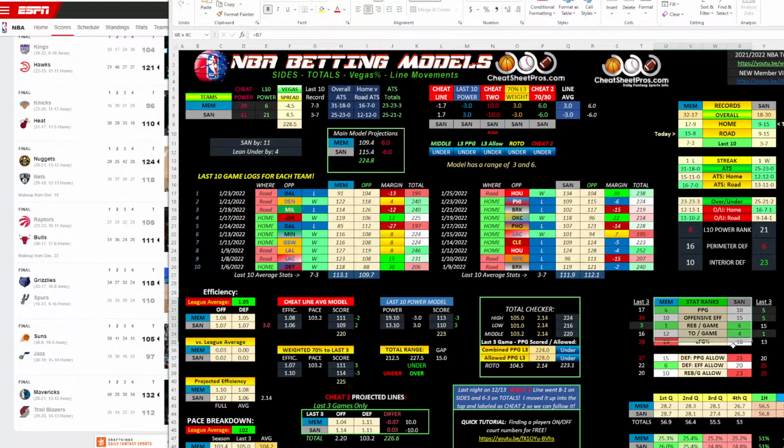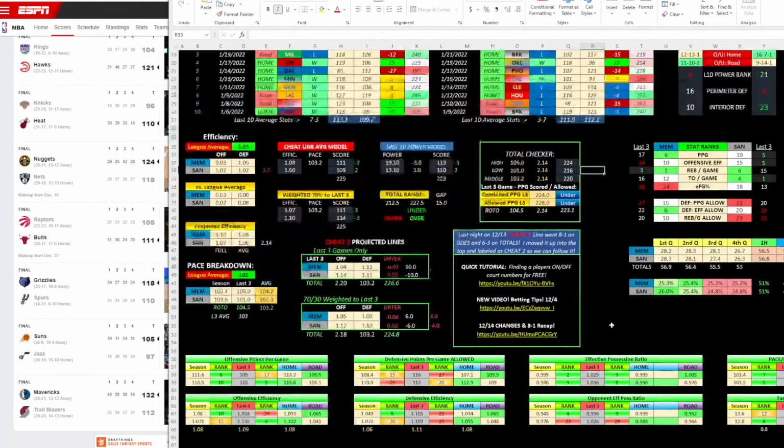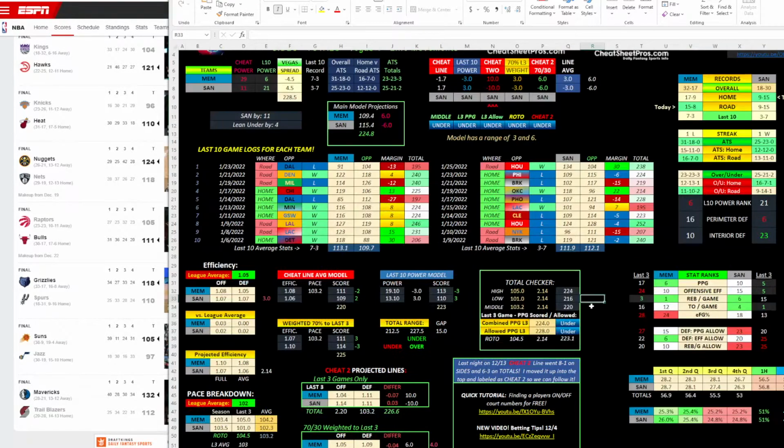And then down here, we've got our stat ranks, which you typically see on any app that you open on your phone. It will show you each team's points per game, offensive efficiency, rebounds, turnovers, etc. Well, I kept going and looking at the last 3 games, so I went ahead and brought that in here on the side so we can also look at the last 3 games.